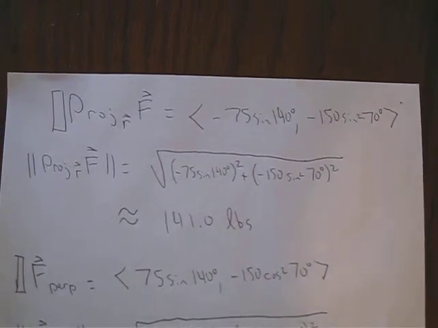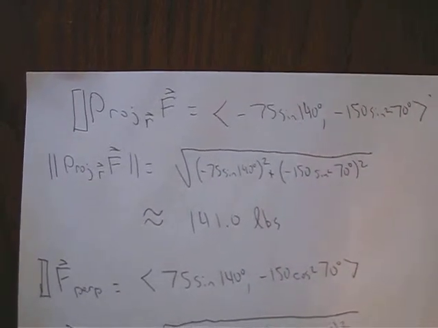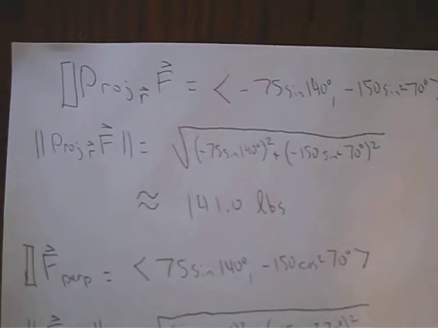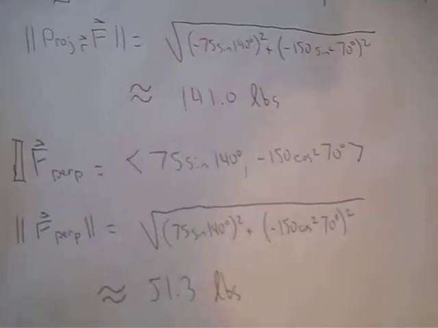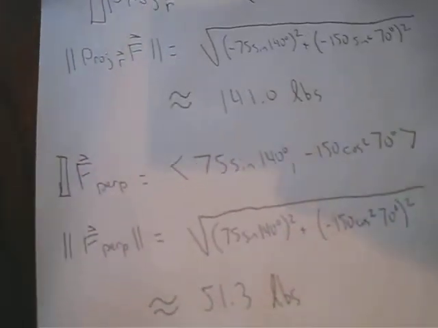I think that made sense. Take the two components, square each of them, and add them together, take the square root. We can just plug that into our calculator, and we get 141.0 pounds, rounded off, about 141 pounds. Same thing with F perp is about 51.3 pounds.